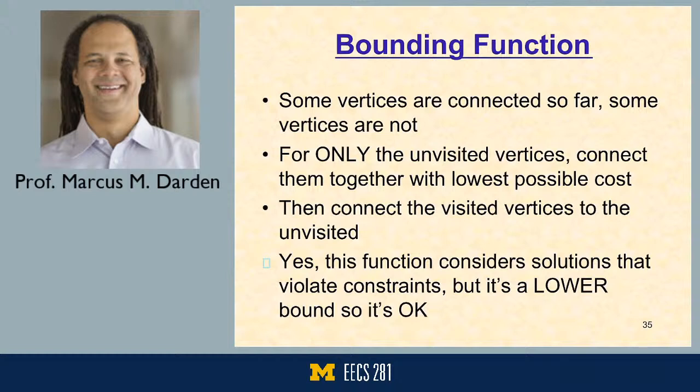And I say, yes, you are correct. But if I were to connect them in a Hamiltonian cycle, it would be longer. It would definitely be no shorter than the MST. So if the MST violates constraints and gives me a path that's short, but still isn't short enough, I don't care that turning it into a non-constraint-violating path would be even longer, because at its very best, it's not good enough.